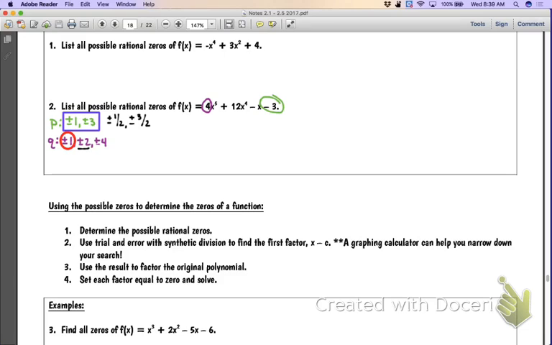So what did I do? I took the 1 and divided it by 2. I took the 3 and divided it by 2. Okay, so that one was taken care of. Do the same thing again, but now with the 4. So plus or minus 1/4, plus or minus 3/4.